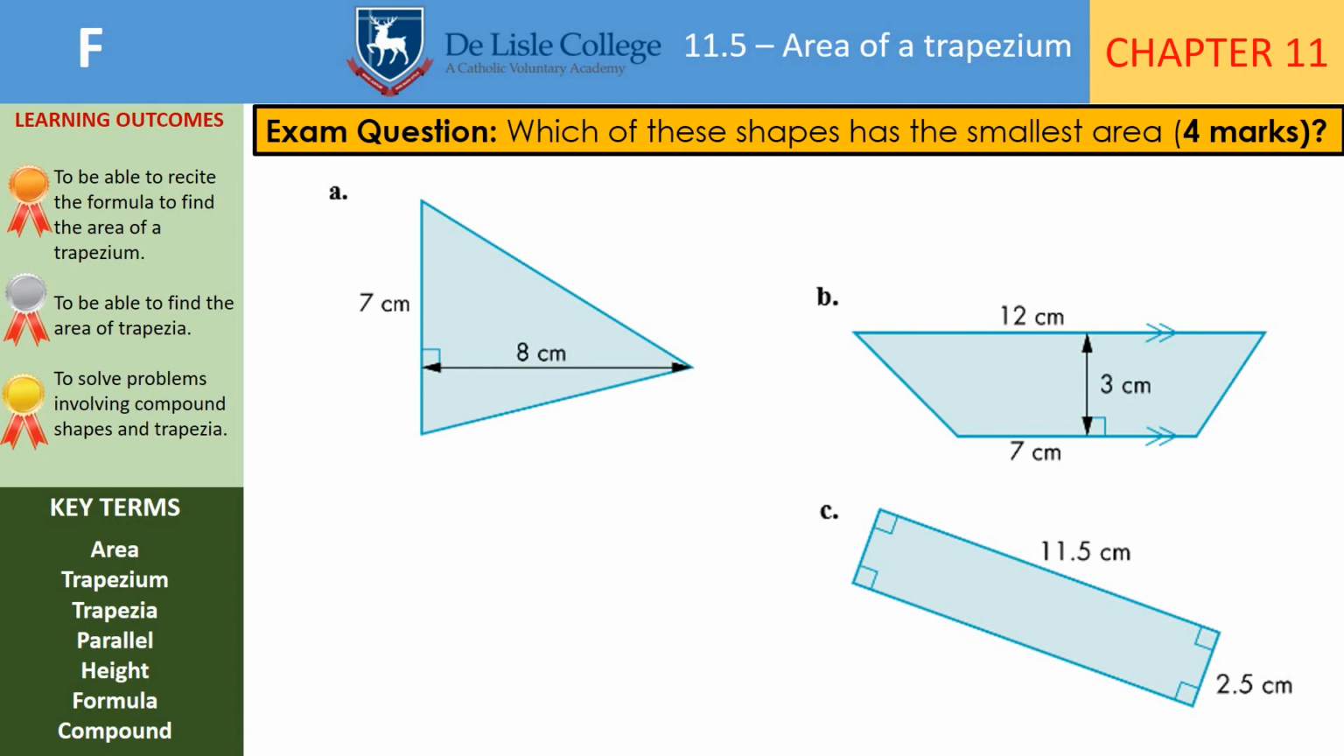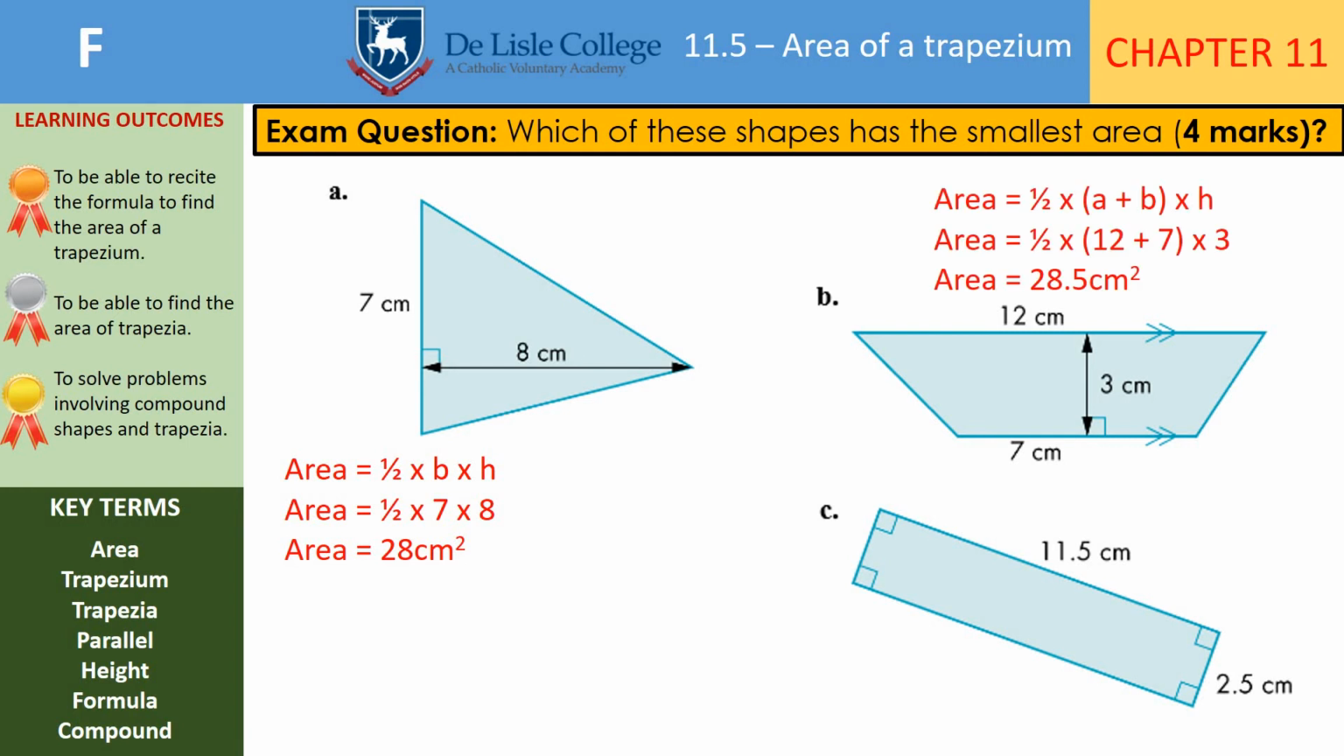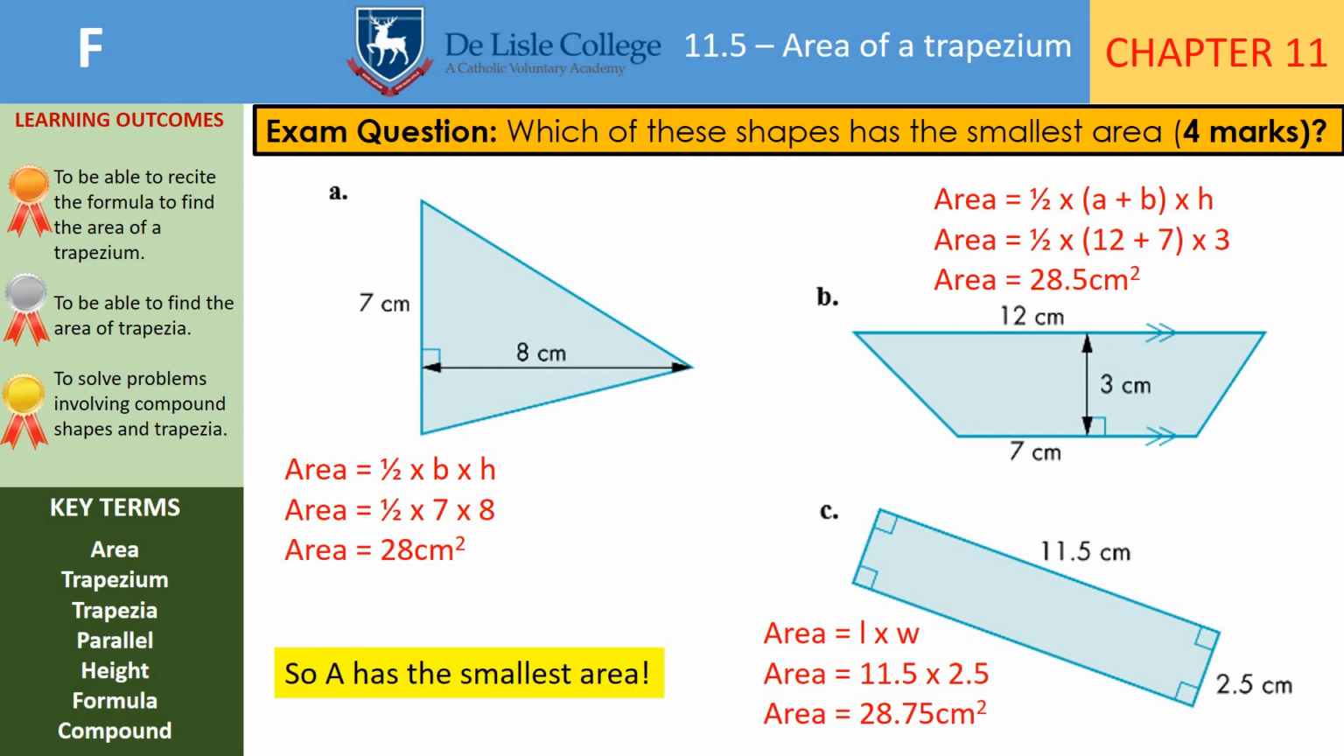Okay, so what did I do? I worked out the area of the triangle. I worked out the area of the trapezium, top right. I worked out the area of the rectangle. I haven't finished there because the question says which of these shapes is the smallest area, so I must answer that question. Shape A, the triangle, has the smallest area. Okay?